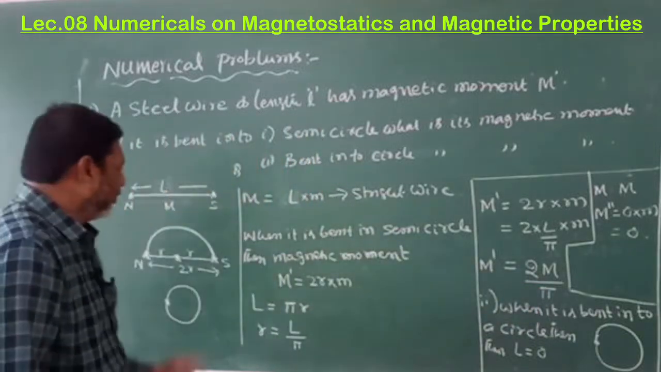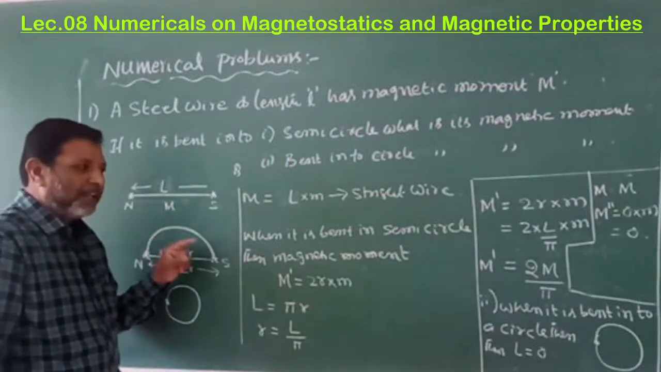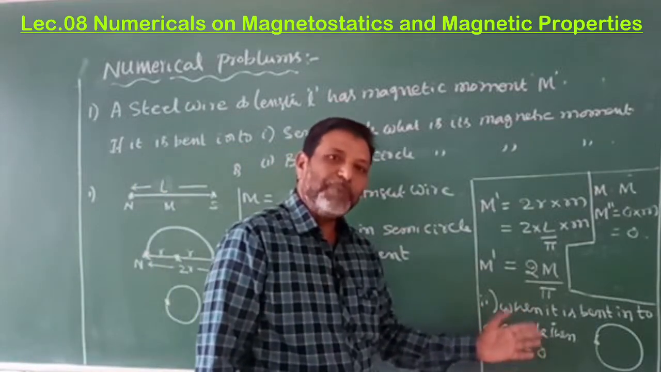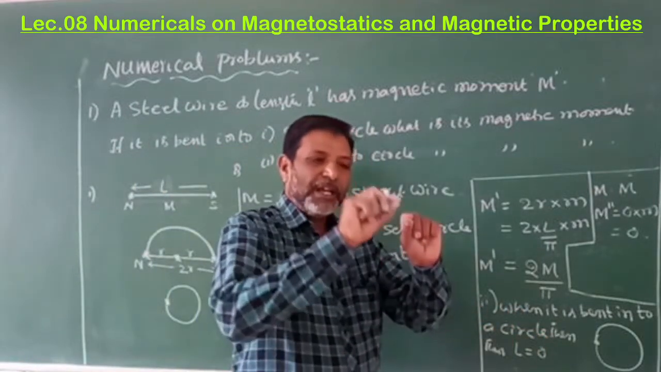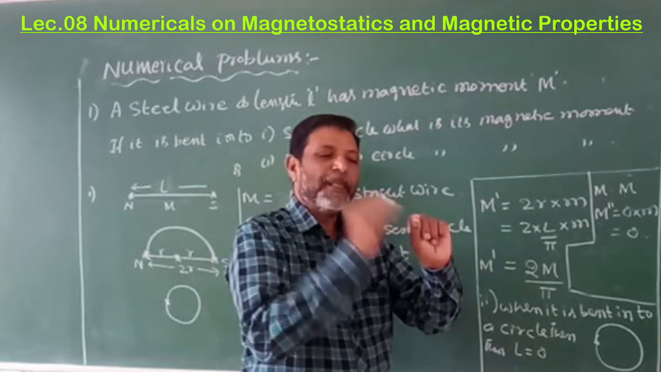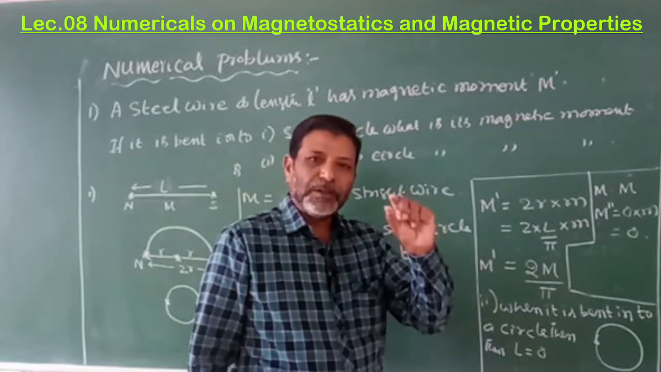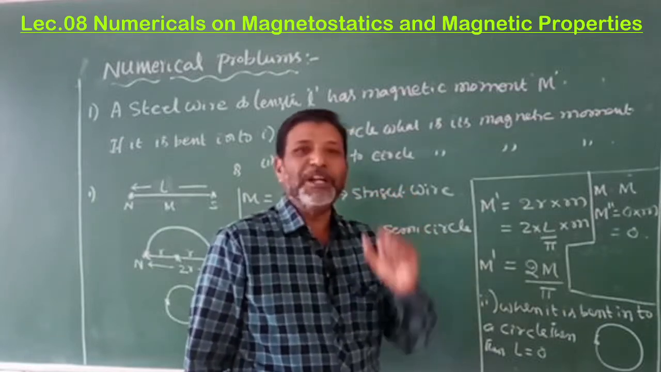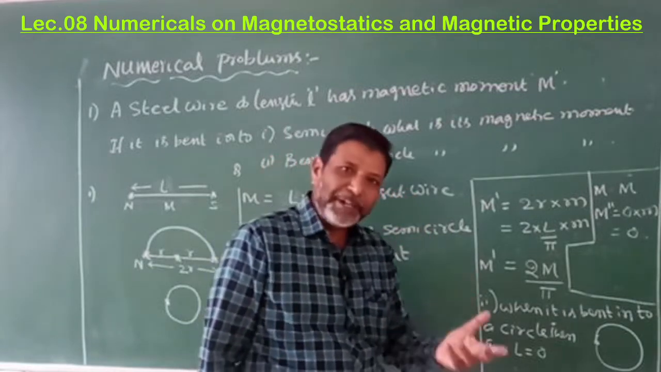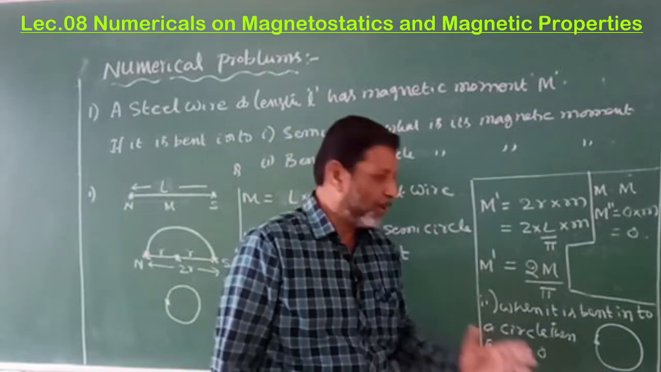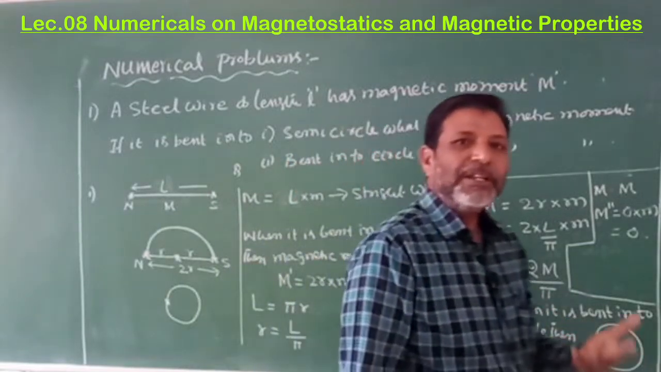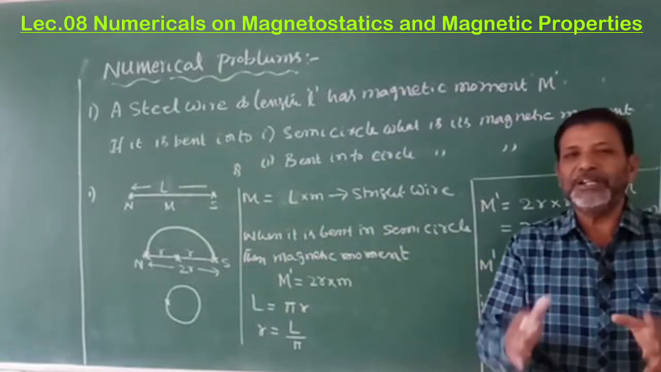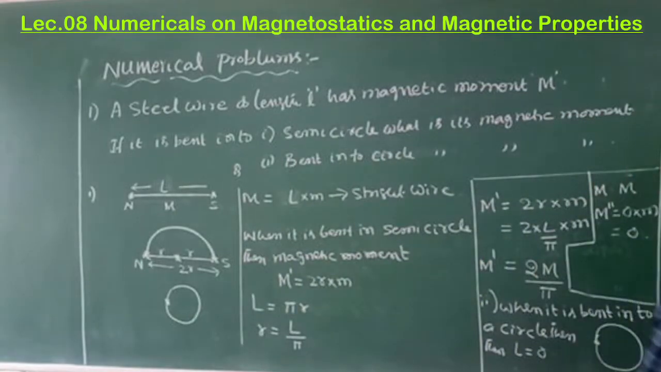And next, when it is bent into a circle, then the magnetic moment will be equal to 0. The magnetic moment is 0 because when that wire is bent into a circle, the two poles will coincide. Hence, the magnetic length will become equal to 0. Hence, the magnetic moment will be equal to 0. Therefore, this is the way you can find the magnetic moment when it is bent in the form of a semicircle and a circle.